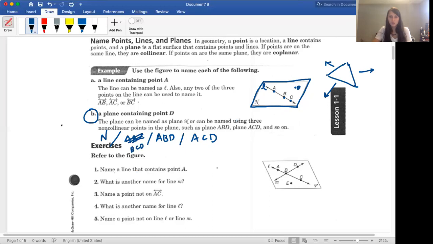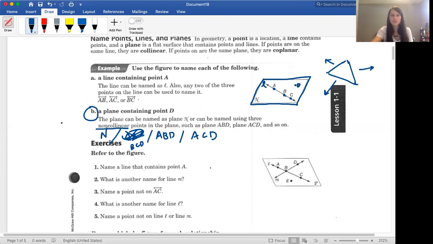So if we read this, it says, a plane can be named as plane N, or can be named using 3 non-collinear points. Non-collinear means not on the same line. So they cannot be on the same line. So when I said ABC here, that was actually wrong. That was a mistake there. So not ABC, because if I put all these ABC, they're on the same line, and that would defeat the purpose of calling this a plane, because really what this is, is a line.